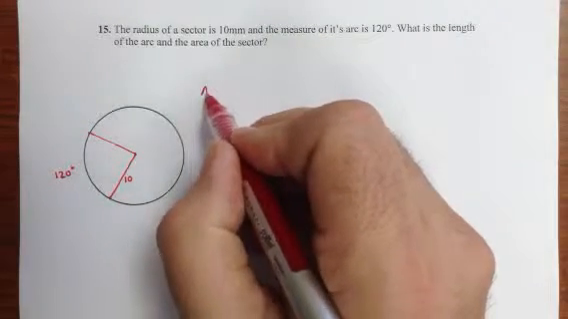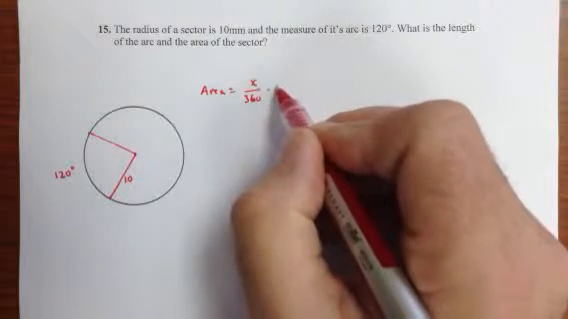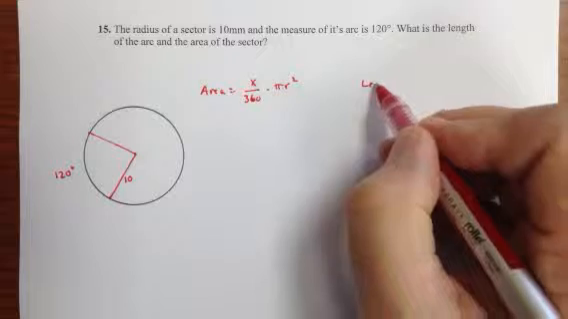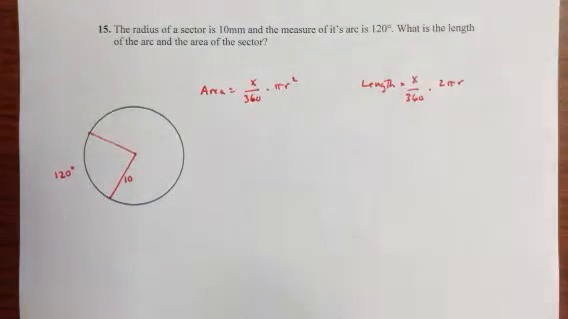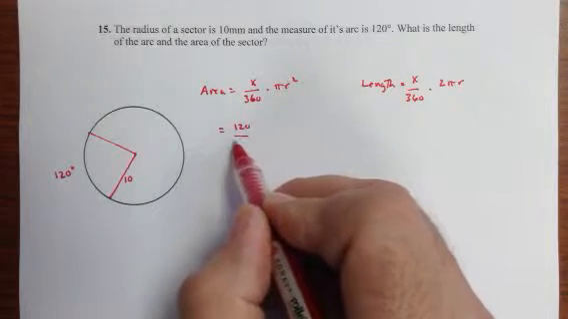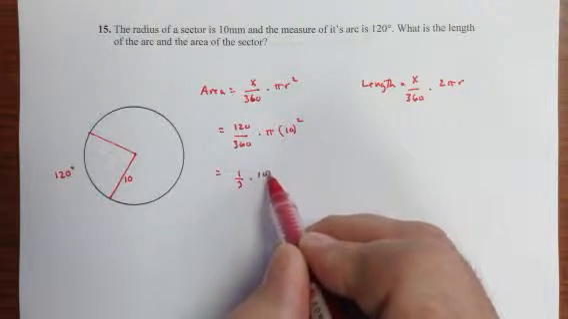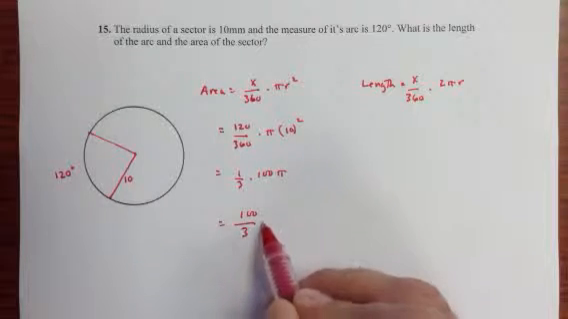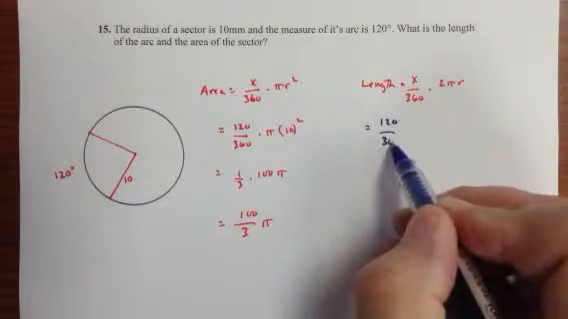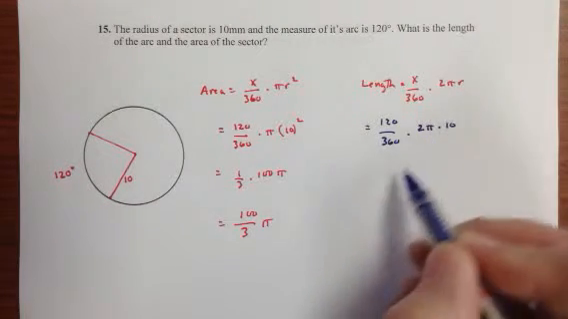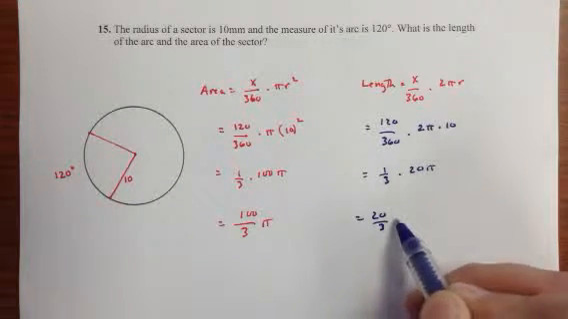So area is x over 360 times pi r squared. Arc length, x over 360 times 2 pi r. 120 over 360 times pi 10 squared is 1/3 of 100 pi, or 100 thirds pi. Arc length is going to be 120 over 360 times 2 times pi times 10, or 1/3 of 20 pi, which is 20 thirds pi.